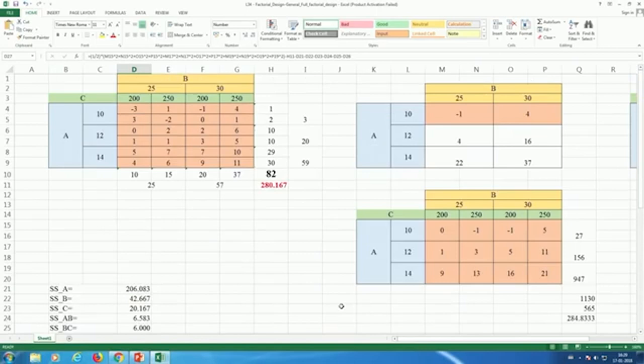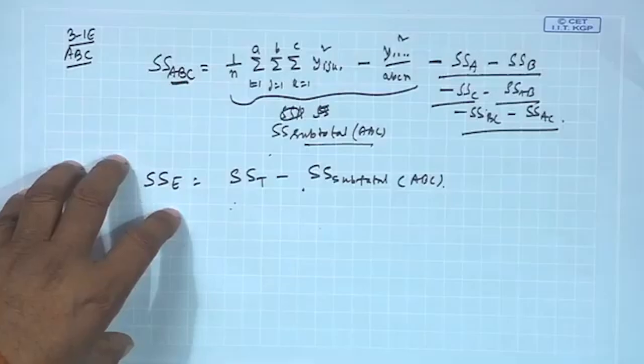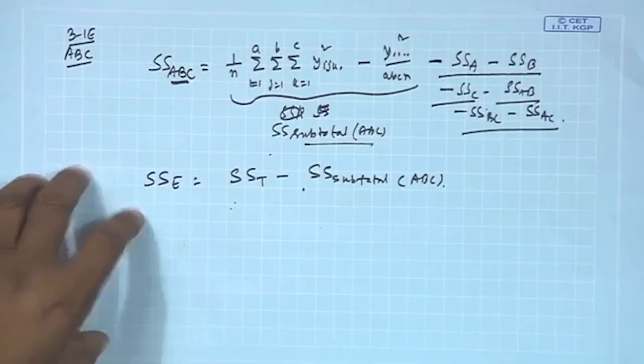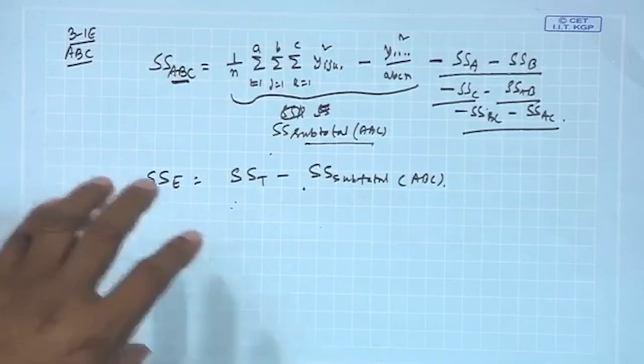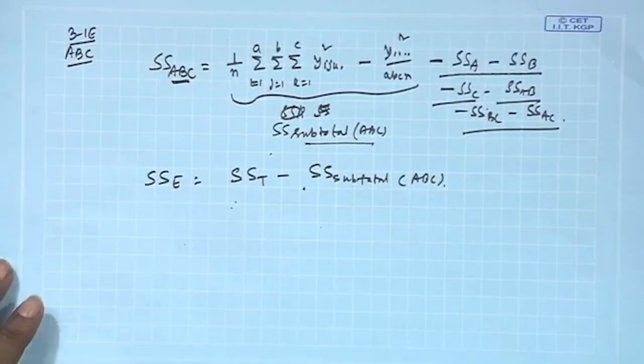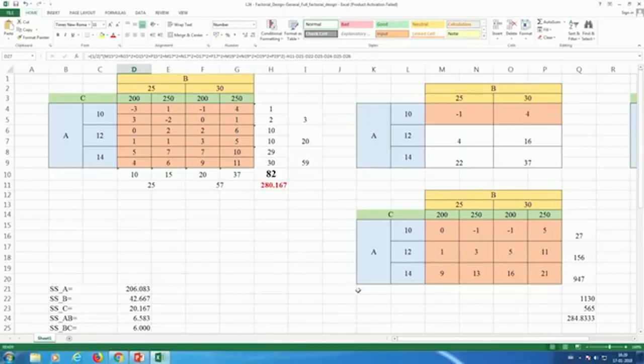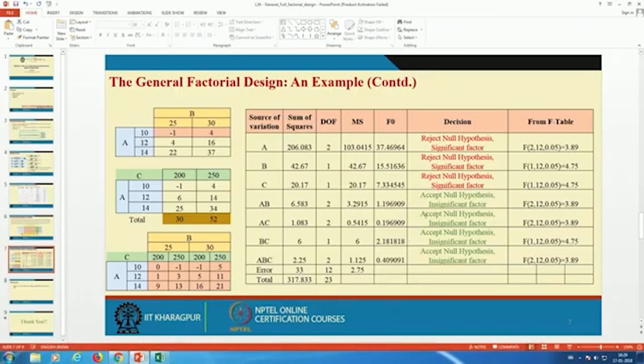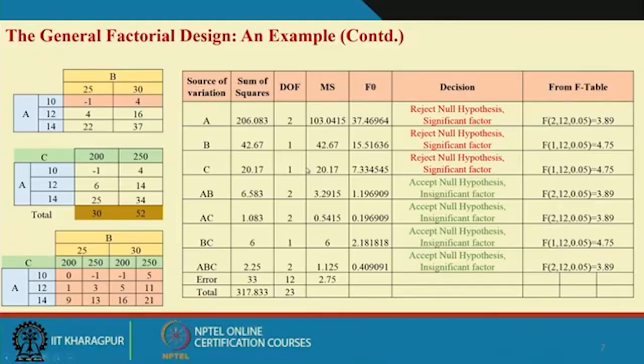That means within the data table, by using arithmetic summation and arithmetic operations, you will be able to find not only the parameters tau i, beta j, gamma k, tau beta ij, all those things, but also SSA, SSB, and all the sums of squares. And then you can develop the ANOVA table. So, this is our ANOVA table finally. The degrees of freedom are given, MS is calculated, F0 is calculated, and then we found with reference to the threshold value that A, B, C main effects are significant, but interaction effects are not significant.